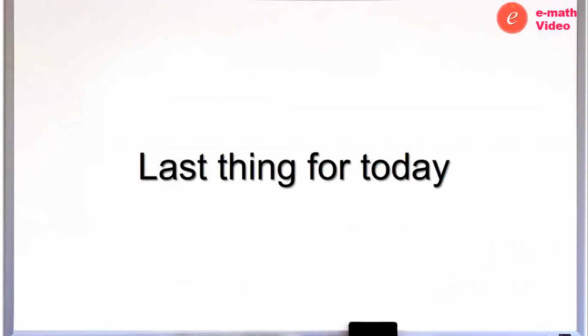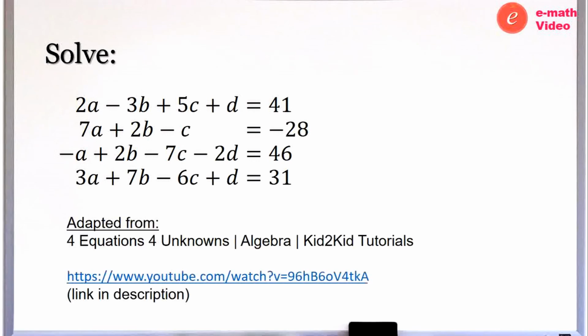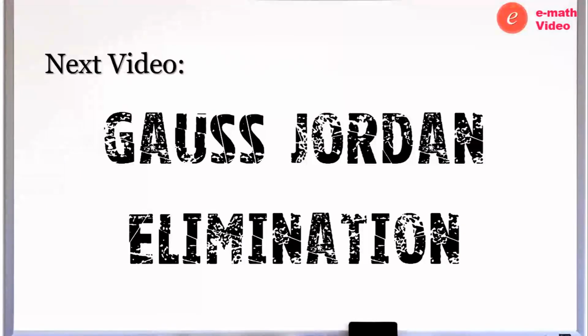Last thing for today, try to solve this system of equation with 4 variables using Gaussian elimination. I got this question from Kids to Kids tutorial. You guys can check his video on YouTube. It's very interesting. My solution will be in next video, together with Gauss-Jordan elimination.